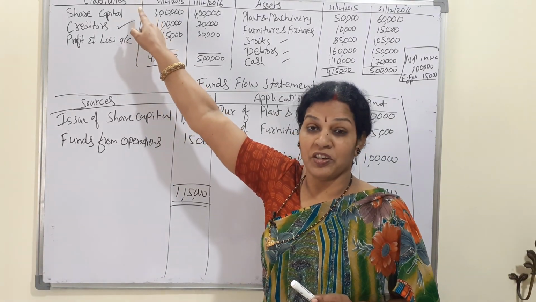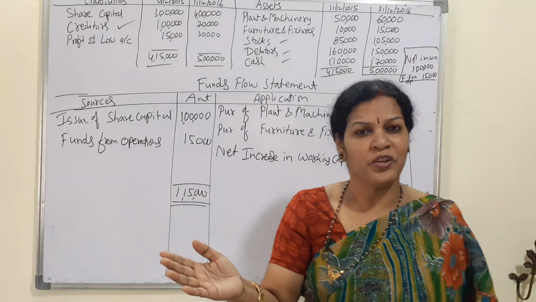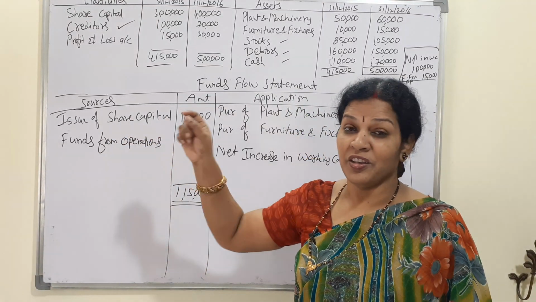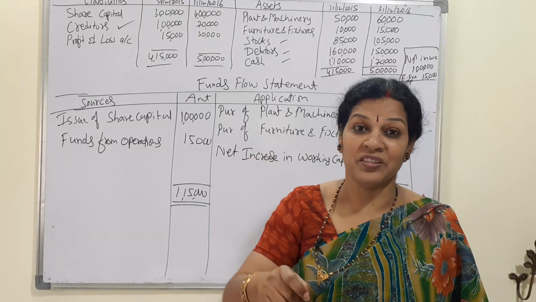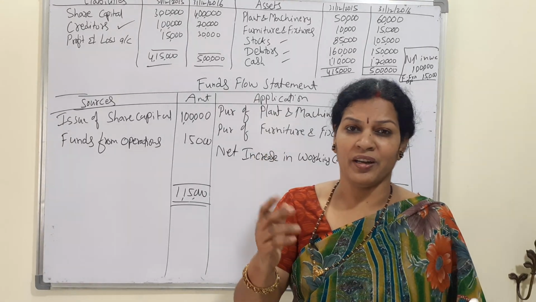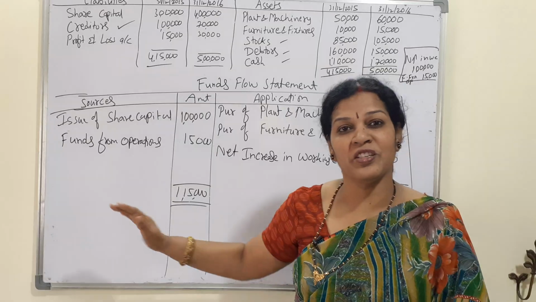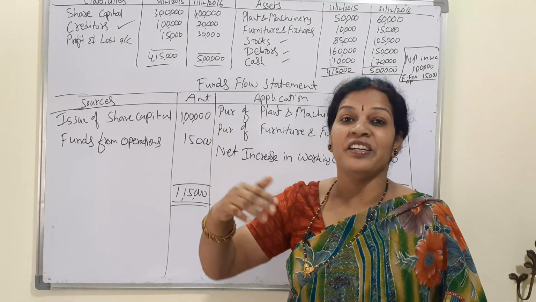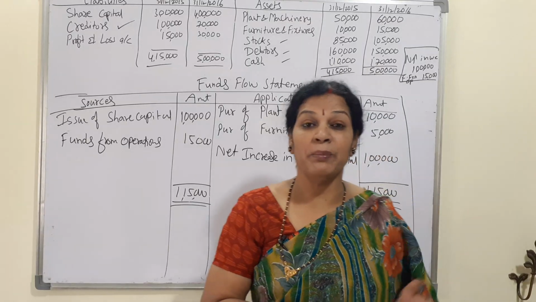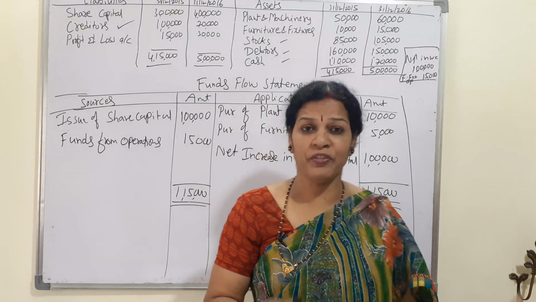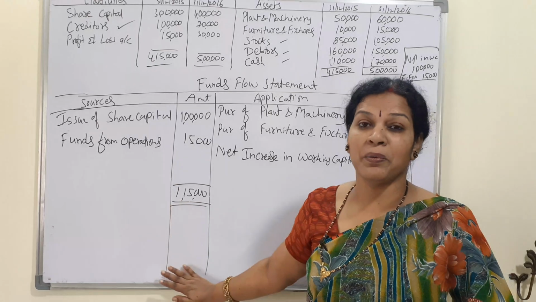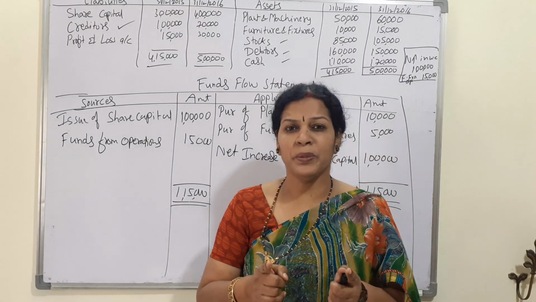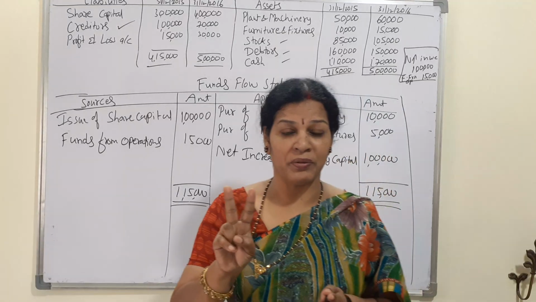Now share capital. Share capital is increasing means issue. Issue means it's a source. So we have written on the source side, issue of share capital. Issue of equity shares, issue of preference shares, like anything, if it is increasing means it's an issue, means we are getting the funds. If it is decreasing, then it's a redemption, means we are paying it back. It will become application. Like if you write all the transactions, fund flow statement should tally. It means the problem is correct.